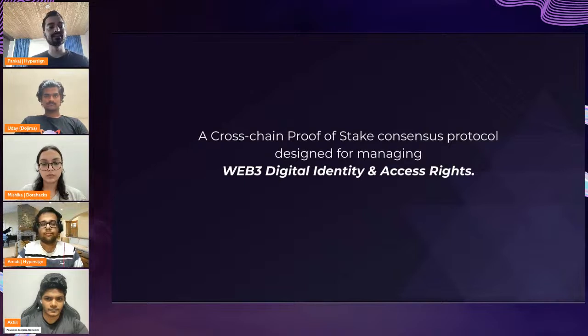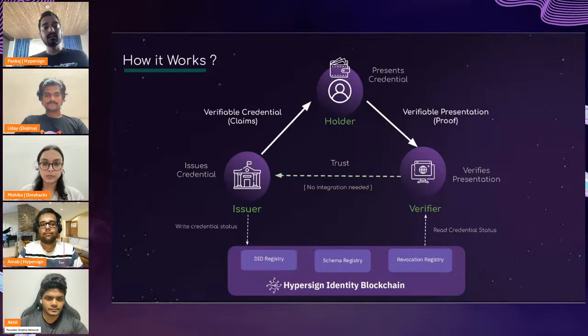Hypersign is basically a decentralized identity management stack built on top of Cosmos SDKs. We provide developers with APIs and SDKs that they can use to build products that harness self-sovereign identity principles. In Web3, you can use the Hypersign stack to build, say, digital identity and access rights or access management protocols. This is how identity looks in a decentralized manner.